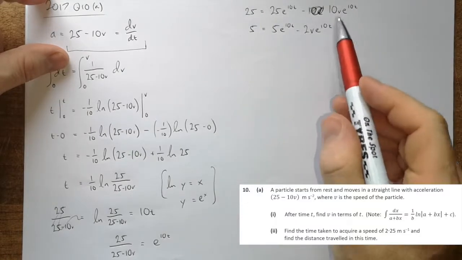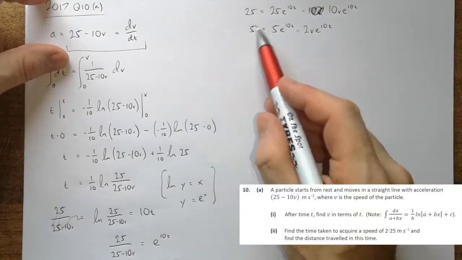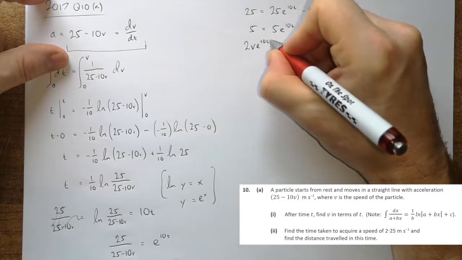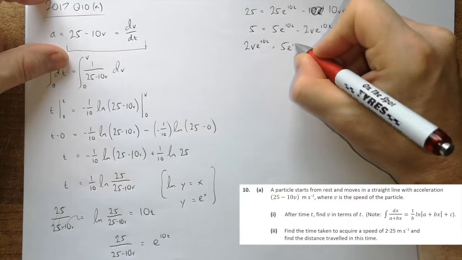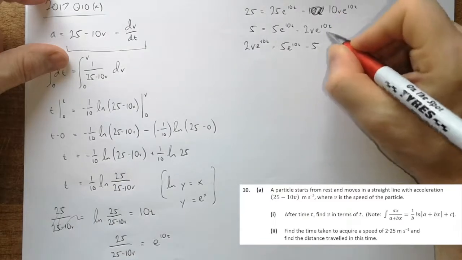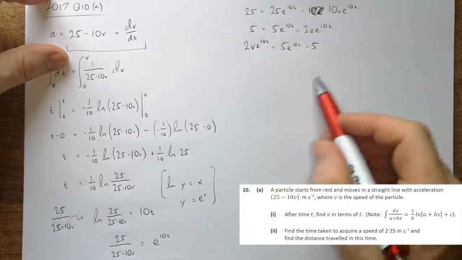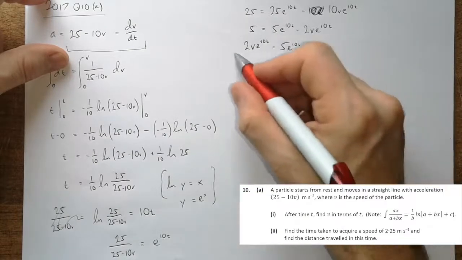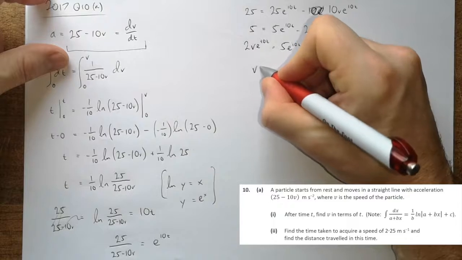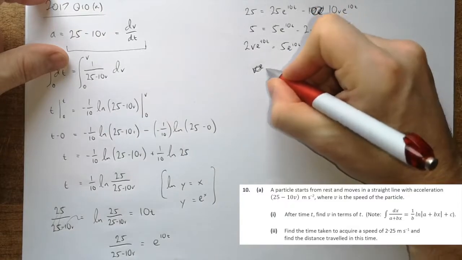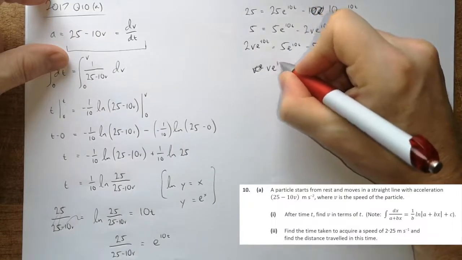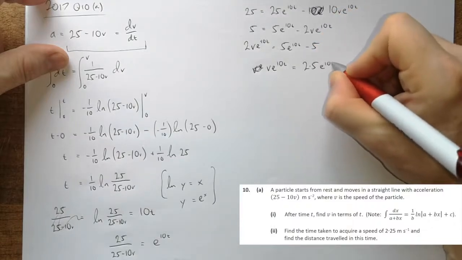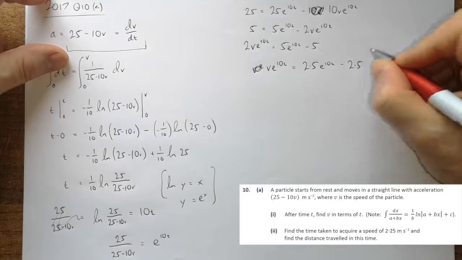Okay, I want v equals something, so this v needs to go over here on its own, and that 5 needs to come out of the way. So 2v e to the power of 10t equals 5 e to the power of 10t minus 5. Checking our signs, yes, we're all good. At this stage we just got to chip away, remove all the bits that aren't v. So we'll lose a 2 first. v e to the power of 10t equals 2.5 e to the power of 10t minus 2.5.